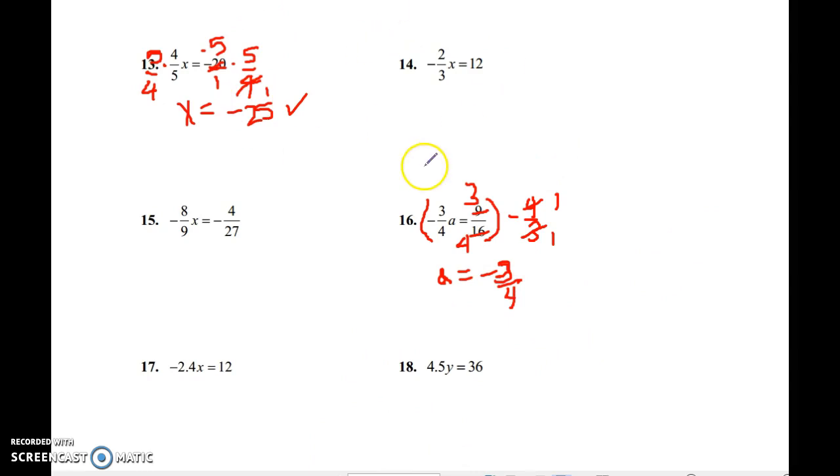Okay, so this is 11.2. This is the examples for your homework for 11.2.